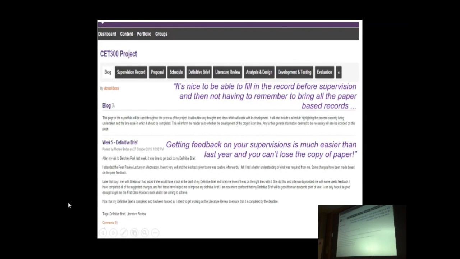Another student, again this time looking at his supervision record, so a bit more formalised. He's documenting how many hours he's spent on each thing, and explaining why he's done things in certain ways.